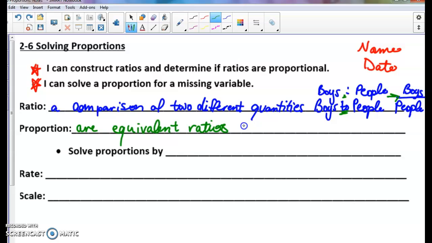Now, as far as equivalent ratios go, it'd be like if we had 1/2 and 5/10, because we know that 1/2 is fully reduced, and it'd be like 0.5. 5/10 could reduce to 1/2 or 0.5. So those are equivalent because they're the same, they equal each other. And now we solve proportions by cross multiplication.